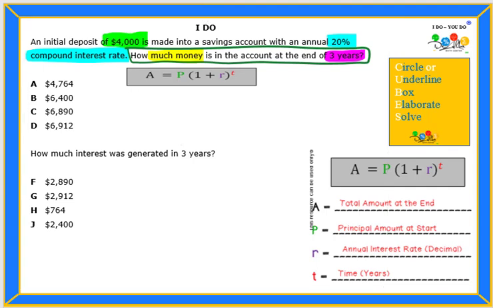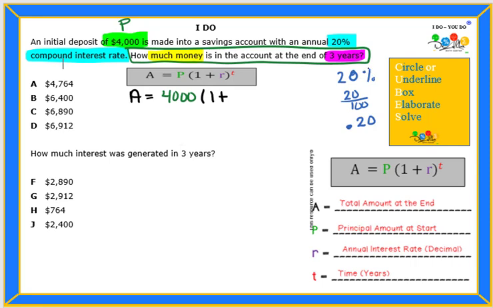So we have A, which is equal to P, which is our principal, and our principal is $4,000 times 1 plus the rate, and our rate is 20%. So 20% is 20 out of 100, which is 0.20. So our rate is 0.2.